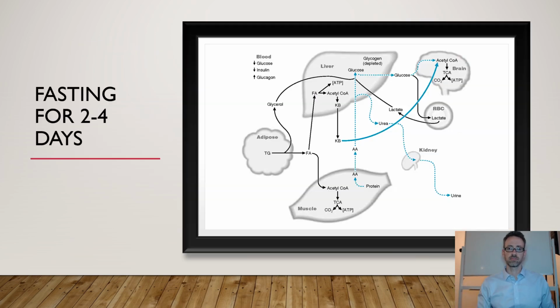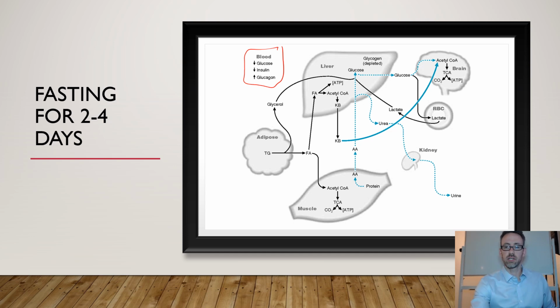So let me show you on the next slide. So we're saying we're fasting for 2 to 4 days. So here, again, glucose levels are low. All right, insulin levels will be low, glucagon levels will be high. All right, so our insulin-glucagon ratio would be low. And in this case, it would be even lower.